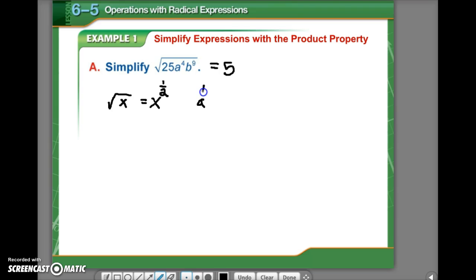Let me write that. Which is multiplying exponents. And 4 times a half, or half of 4 is 2, so I know this is a squared. And then I'm doing b to the 9th to the 1/2 power. And that would be 9 times a half, or half of 9, which would be b to the 9 over 2 power. So that's what I think the answer is. Let's see what they say in their work.